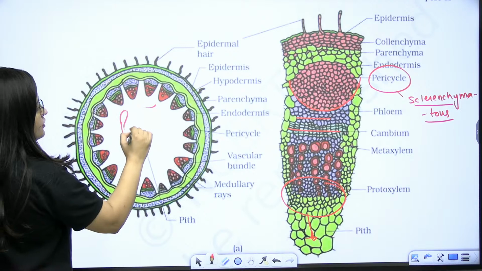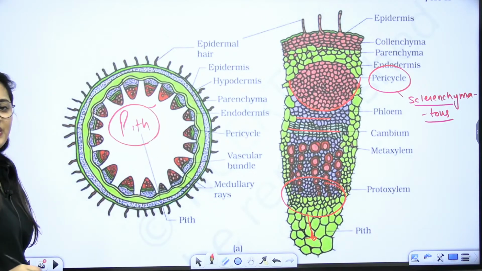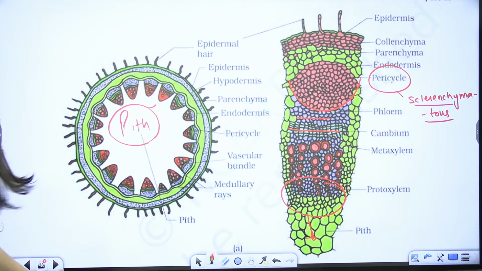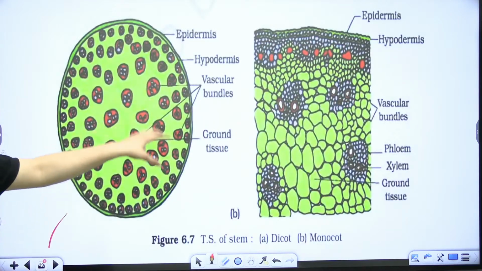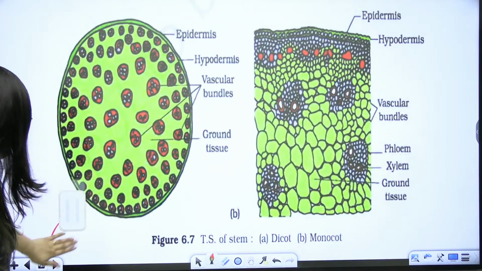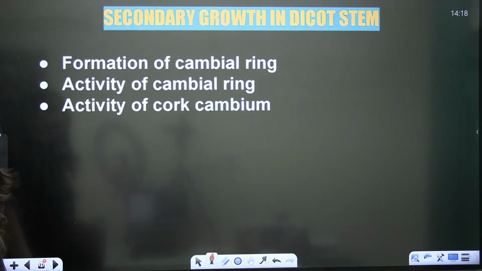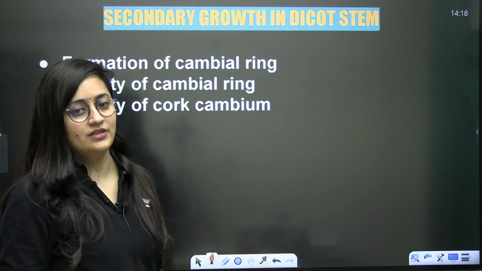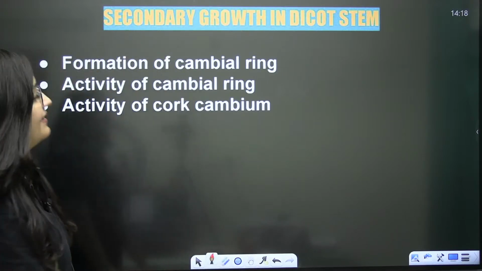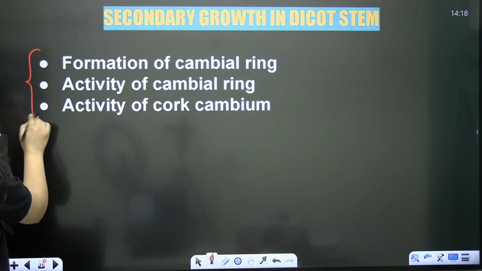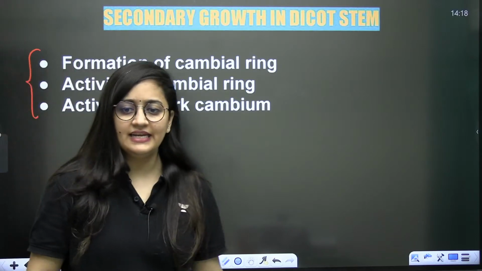In dicots, you can see that in the dicot stem the pith is large and conspicuous, and in monocots it's scattered, right? Hypodermis is sclerenchymatous, and these are the diagrams of the leaf. Clear? So next is the secondary growth in the dicot stem, and we have to discuss this particular topic in 3 steps. Okay? Any doubt?